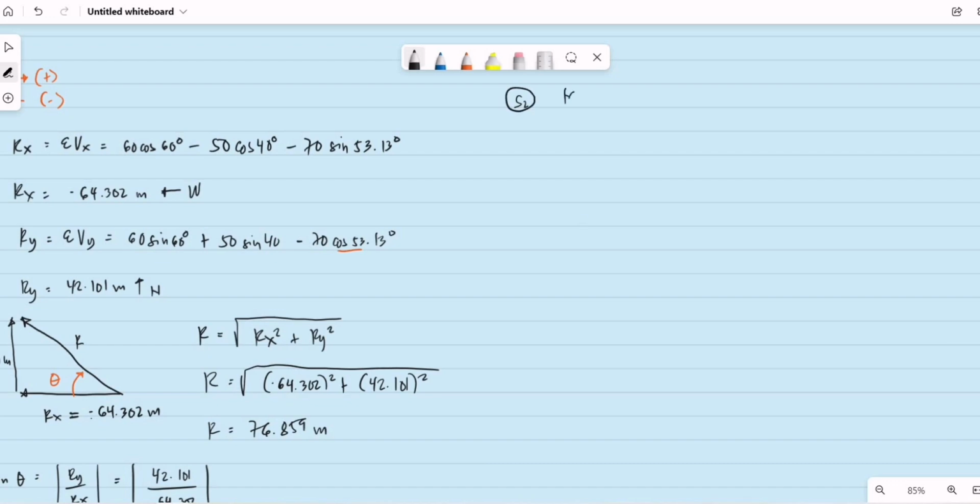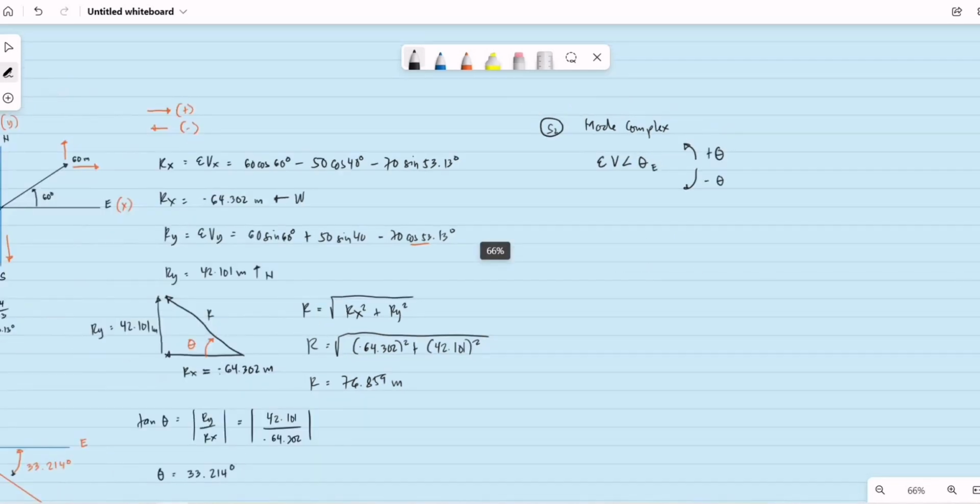So for the mode complex of our calculator, we'll be needing the summation of the vectors or the distances, then their corresponding angle from the east direction. Considering counterclockwise angles will be positive and clockwise angles will be negative. So just their angles from the east direction.